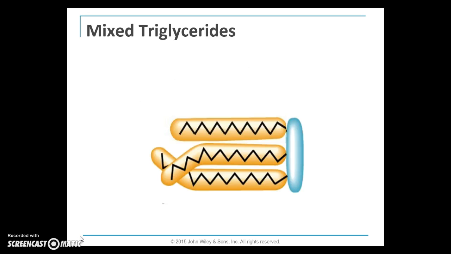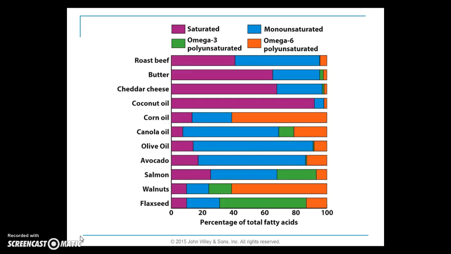So let's talk about a mixed triglyceride. Here's one. It shows one chain that is not bent because there are no carbon double bonds, and the other two fatty acids in this glycerol molecule have the carbon-carbon double bond, so they're bent. So it's called a mixed triglyceride. Here you can kind of see this. This is a very common picture that you may have seen before.